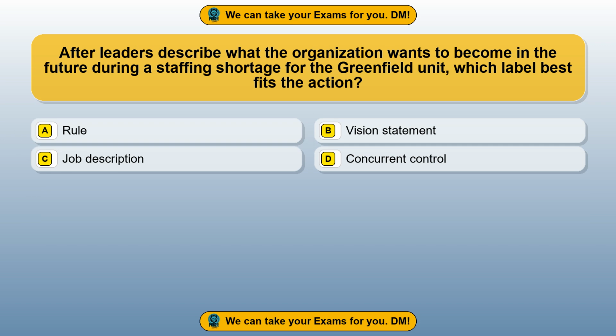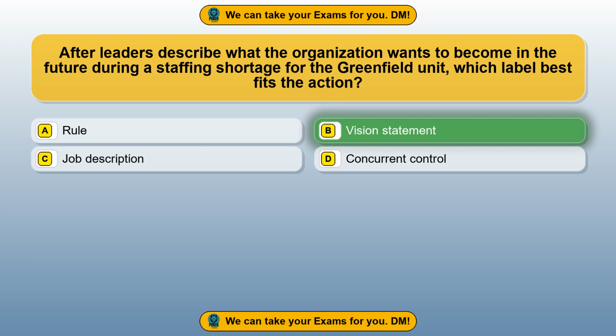Question 88. After leaders describe what the organization wants to become in the future during a staffing shortage for the Greenfield unit, which label best fits the action? Option A, role. Option B, vision statement. Option C, job description. Option D, concurrent control. The correct answer is option B, vision statement.